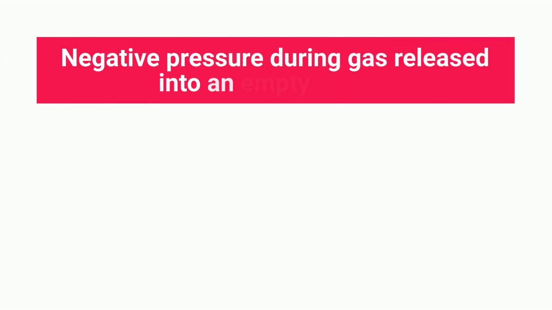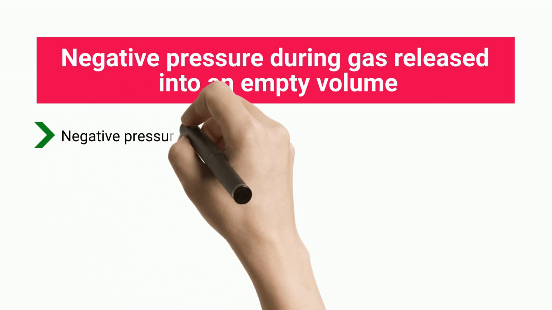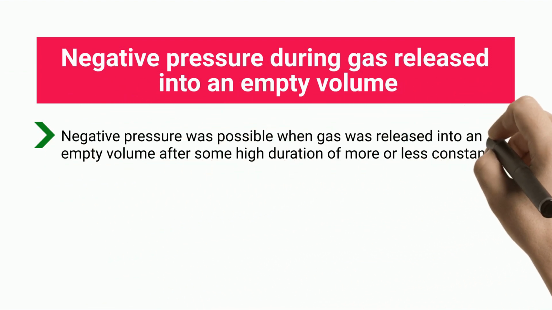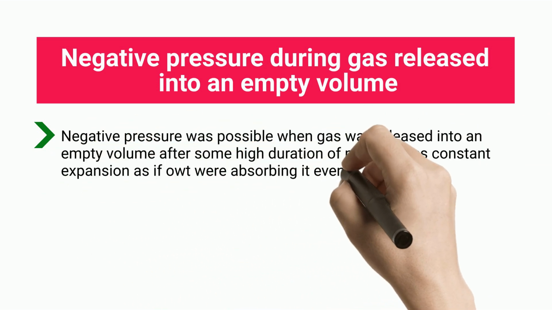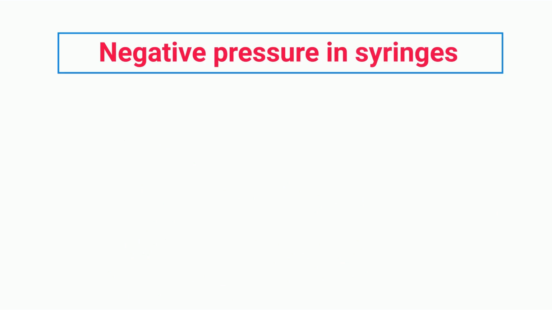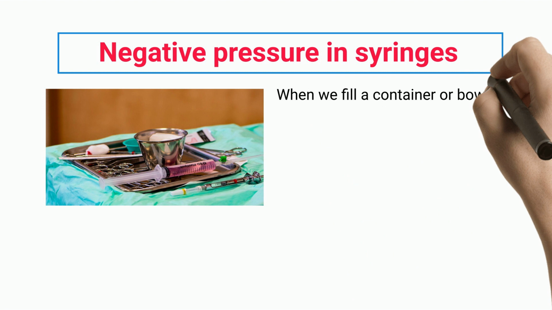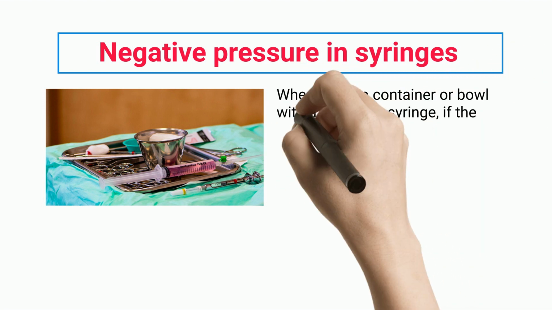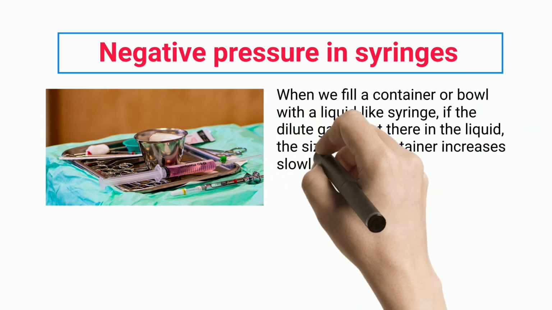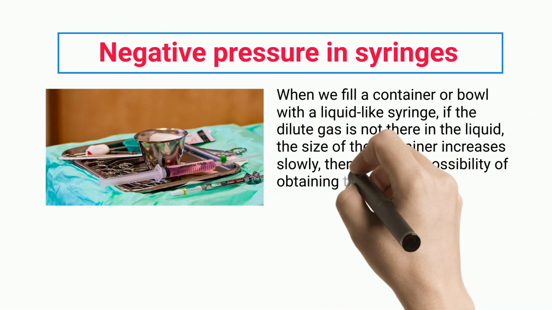Negative pressure during gas released into an empty volume. Negative pressure was possible when gas was released into an empty volume after some high duration of more or less constant expansion, as if out were absorbing it even order. Negative pressure in syringes. When we fill a container or bowl with a liquid like a syringe, if the dilute gas is not there in the liquid, the size of the container increases slowly, then there is a possibility of obtaining the negative pressure.